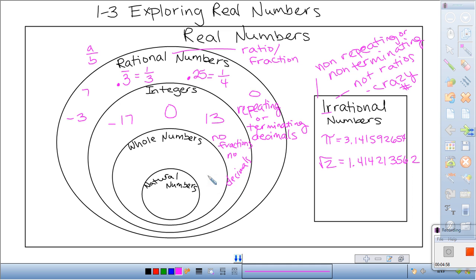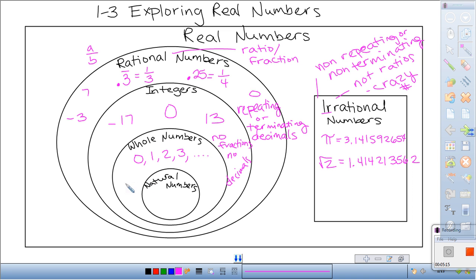Integers don't have any fractions or decimals. It's just negative numbers, positive numbers, or 0. Then when we move down to whole numbers, we get even more specific. All whole numbers are integers, but not all integers are whole numbers. Whole numbers are numbers like 0, 1, 2, 3, etc. So no negative numbers. It includes 0, but no negative numbers.